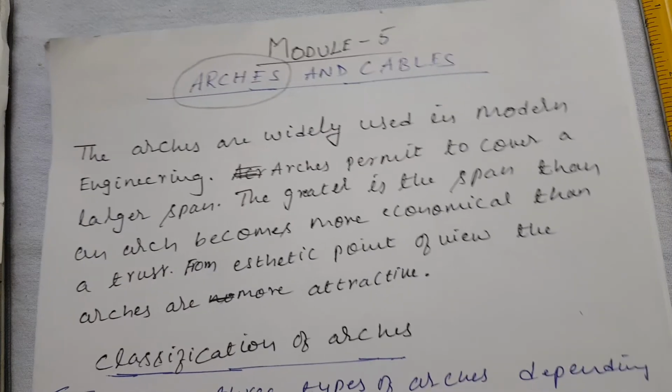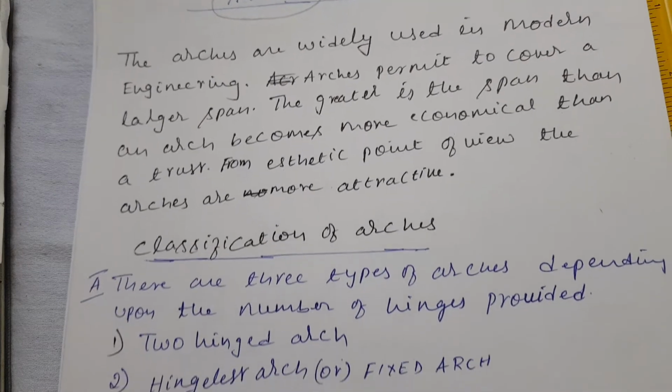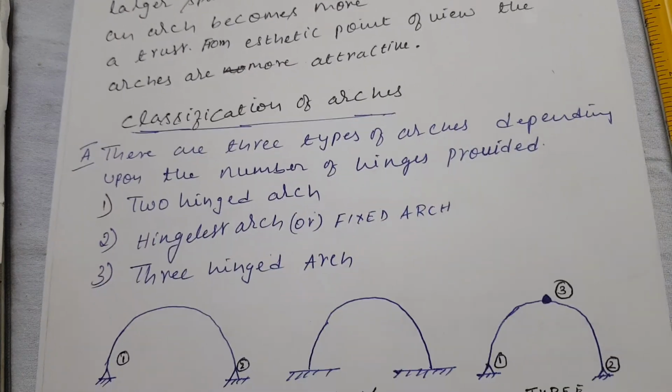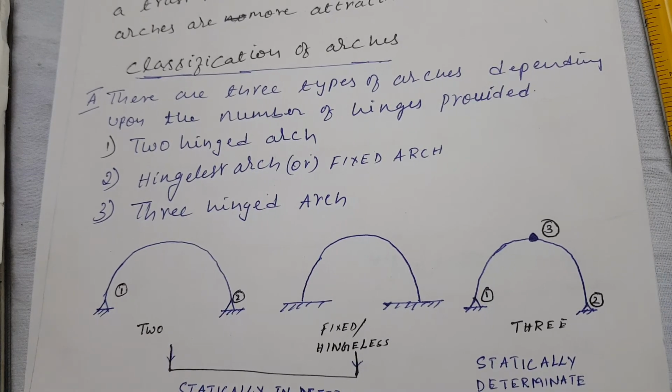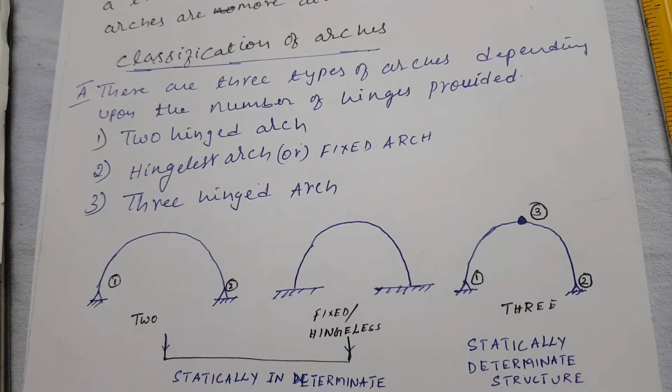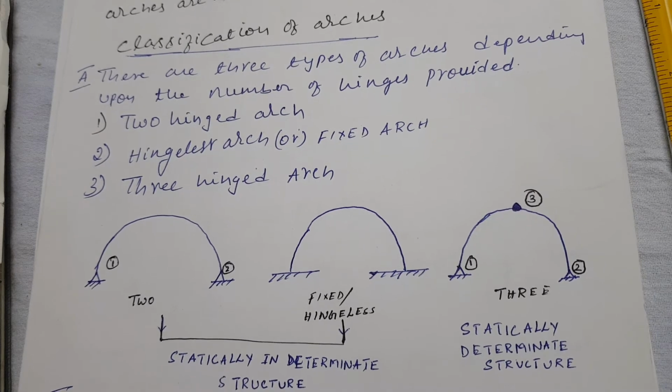We have two different methods of classification of arches. Under that, one will be classification of arches based on the number of supports or number of hinged supports. So we have three different classifications based on its supports, or we can say based on its hinges. One is the two-hinged arch, another one is the hingeless arch or fixed arch, another one is the three-hinged arch.